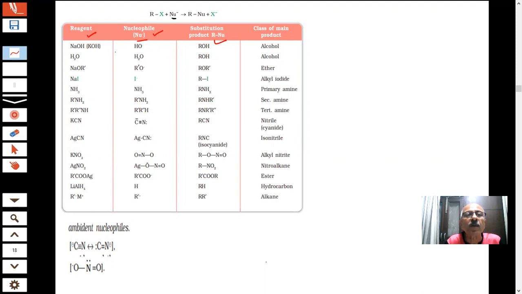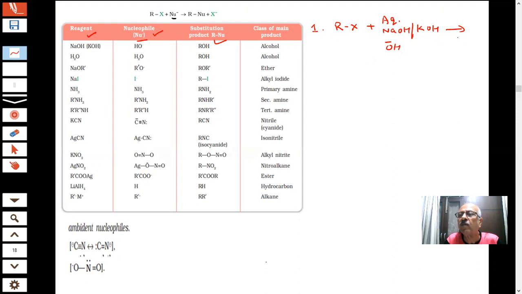And here, first, look, if you have an alkyl halide, you add aqueous NaOH or KOH. What is the nucleophile which will be given by NaOH or KOH? You have OH minus. This is a nucleophile. So this X will go and this will come.